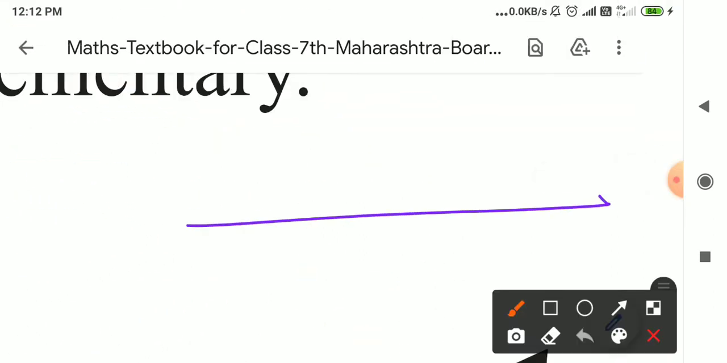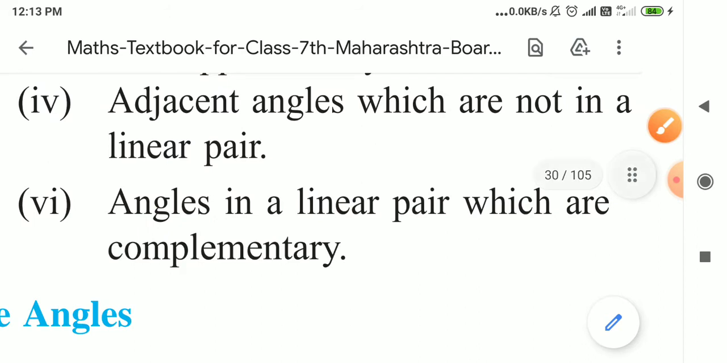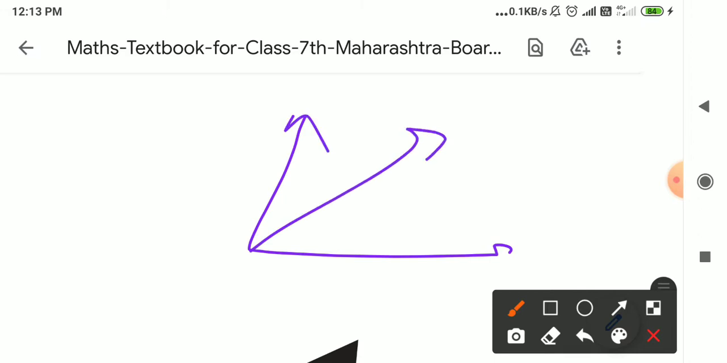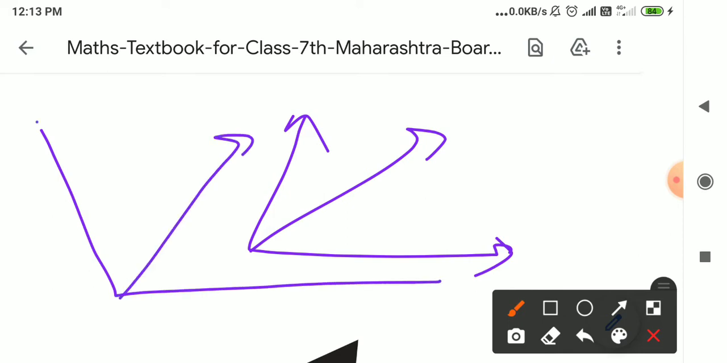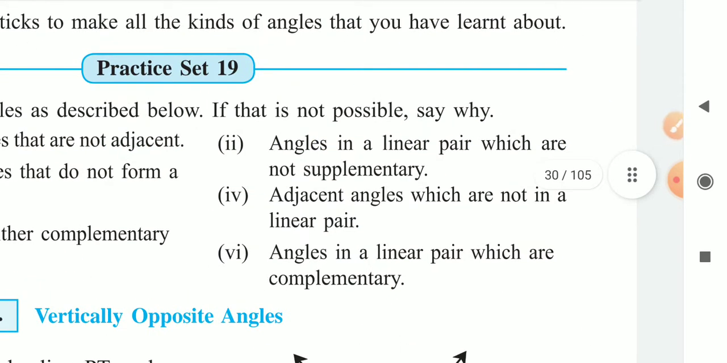Linear pair means, as I told you, angles on a straight line. If such angles are there, then we say they are linear pairs of angles. But here the adjacent angles are not a linear pair. It's possible. For example, complementary pairs of angles also prove that statement. If we draw acute angles in this way, suppose A, B, C and D, then ABD and DBC are adjacent angles, but they are not linear pairs of angles. So this is also the correct statement.